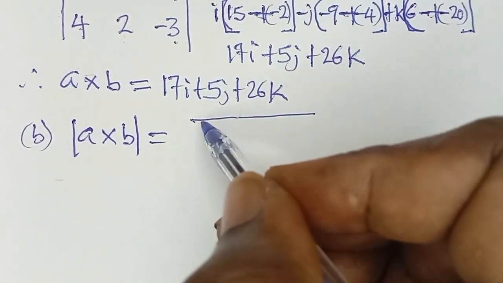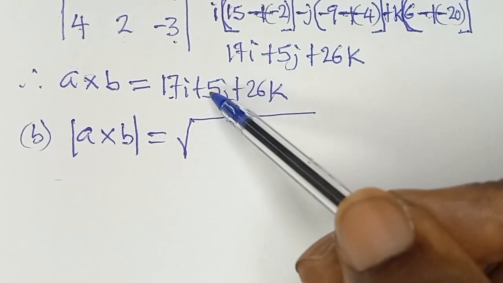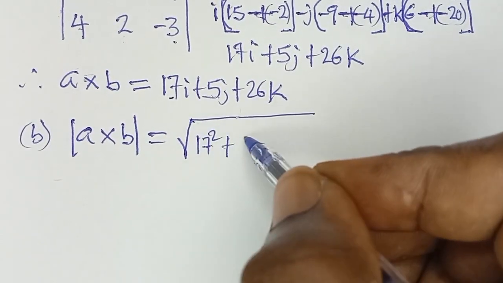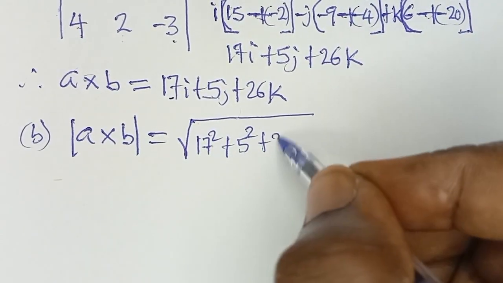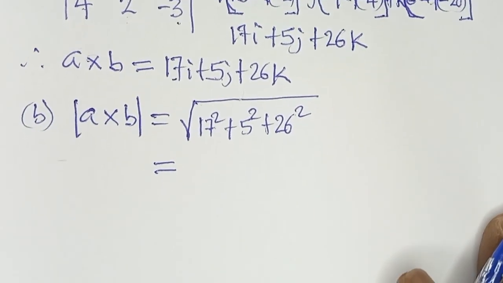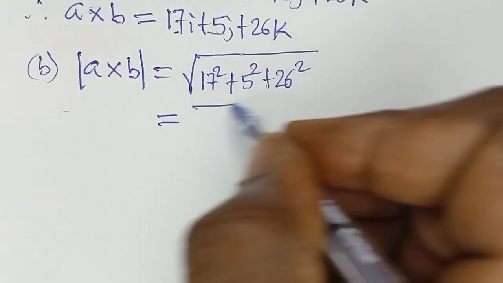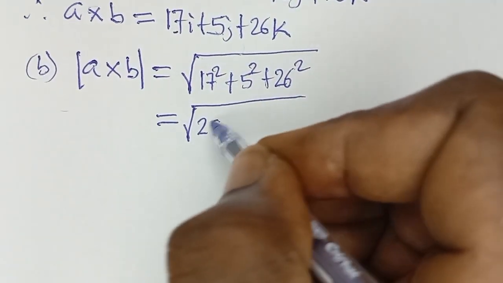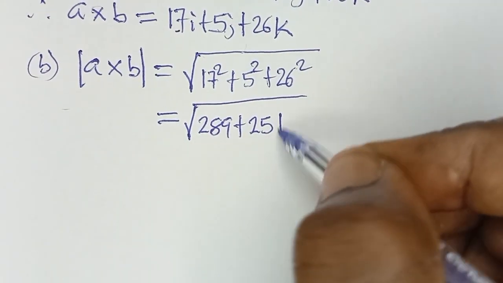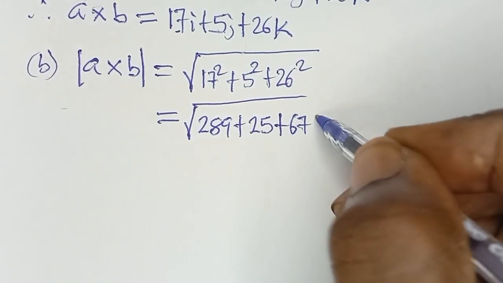the square root of the square of each of these values. So I say 17 squared plus 5 squared plus 26 squared. And so that will be equal to 17 squared, which gives us 289. So I have 289 plus 5 squared, which is 25. And then plus 26 squared, which gives us 676.